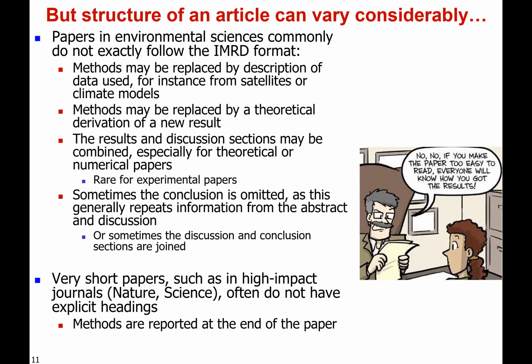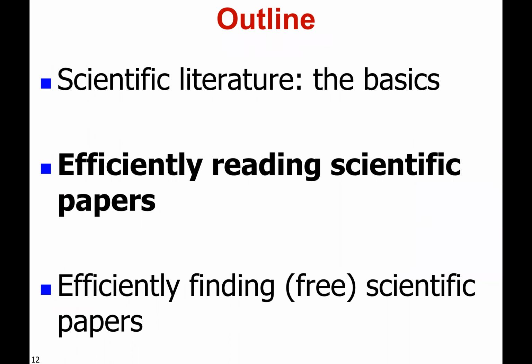So very short papers, such as in high-impact journals, Nature, Science, Proceedings of the National Academy of Sciences, they often do not have headings. There, it still often follows intro, methods are usually skipped, placed at the end, and then results, discussion, but they don't have headings, so it's sort of implicit. Okay, so that's the background on scientific literature.